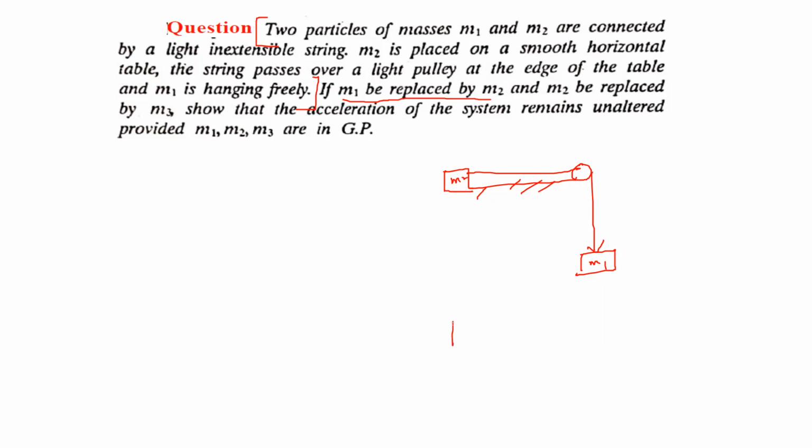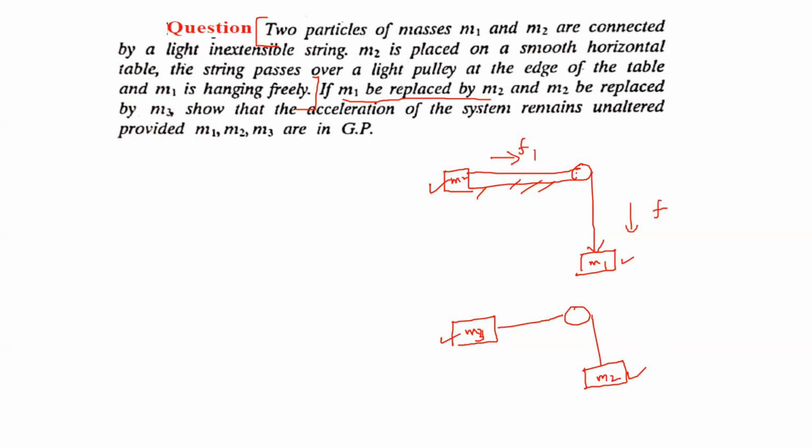So this is initially given, and now if m1 is replaced by m2 and m2 is replaced by m3, that is the second situation. Mistakenly said it the other way: m1 is replaced by m2 and m2 is replaced by m3. Show that the acceleration of the system remains unaltered, but the acceleration of both the systems is downwards.